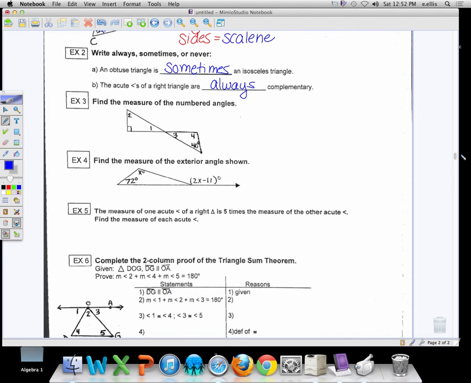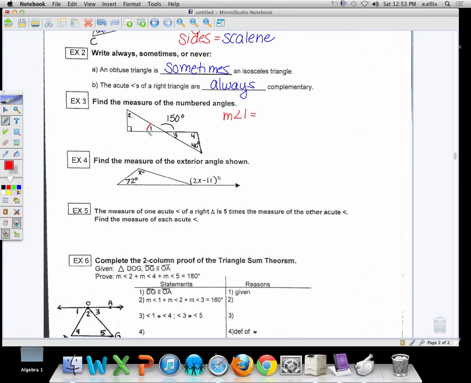Example 3, measurements. Okay, they want us to find the measure of all of our numbered angles. All right, so we've got a lot going on in here, and actually, I forgot a measurement. So first, before we kind of figure this out, I want you to go above angle 1 and 3, this little exterior angle here, make it 150 degrees. That'll help us kickstart finding all our different angle measures.